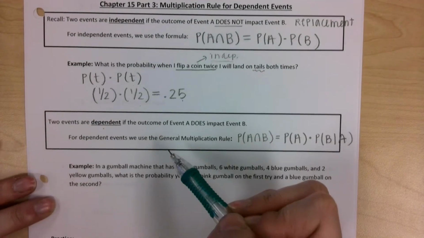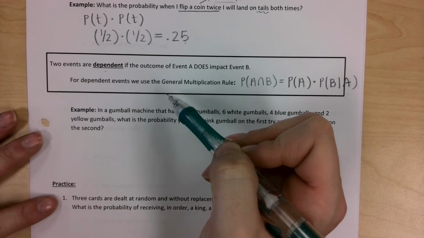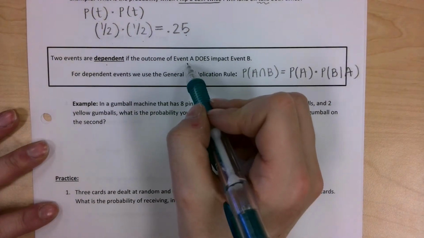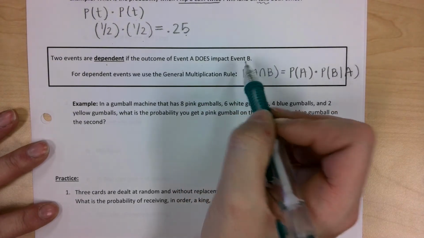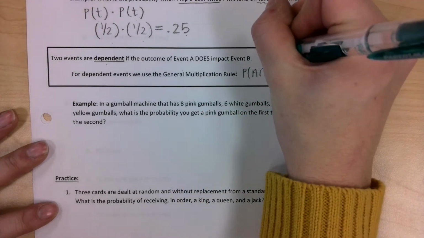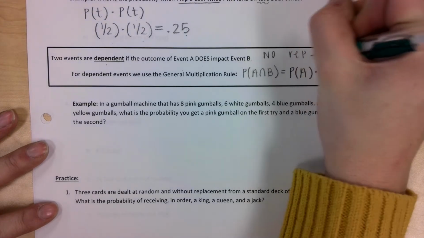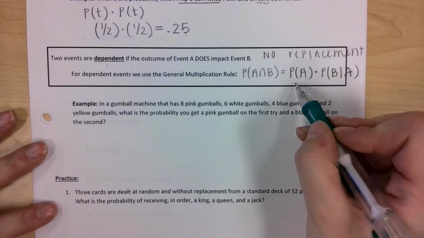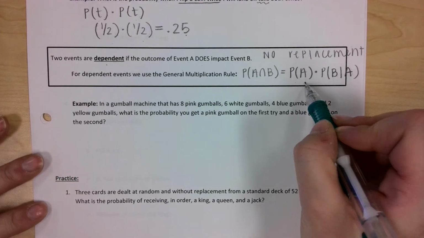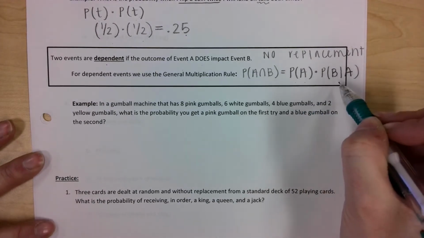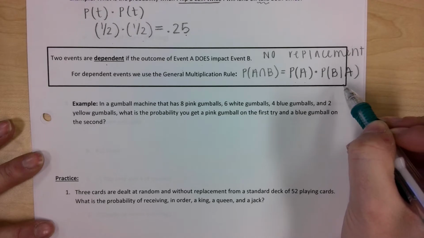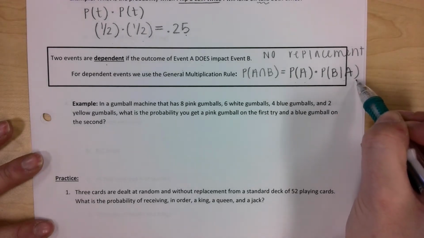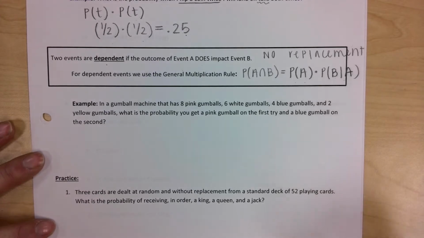The new piece today is talking about dependent events. Two events are dependent if the outcome of one event does impact the second. We will see this with no replacement. Okay, my formula starts off the same. I'm still taking the probability of A, but now I'm using a conditional probability where I'm multiplying by the probability of B given that A has happened.